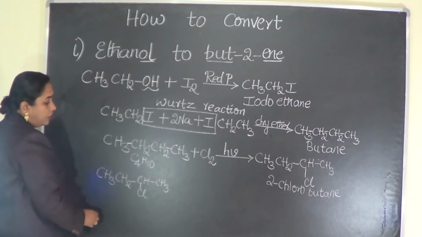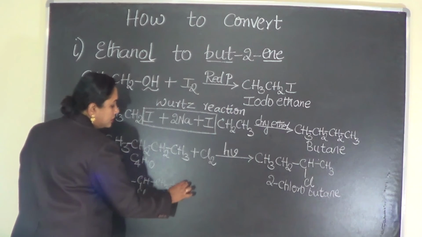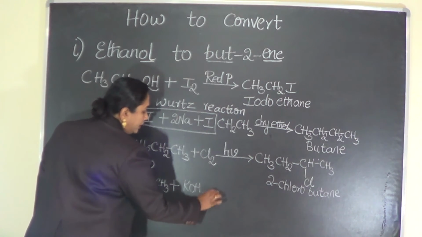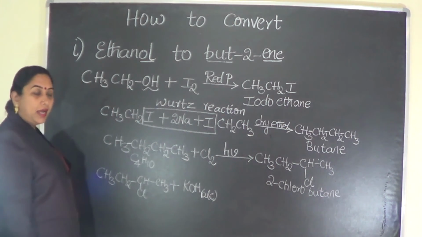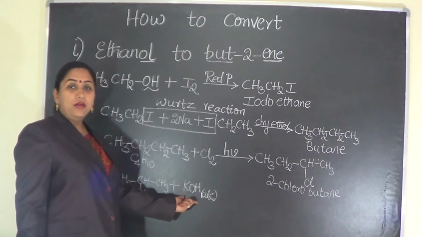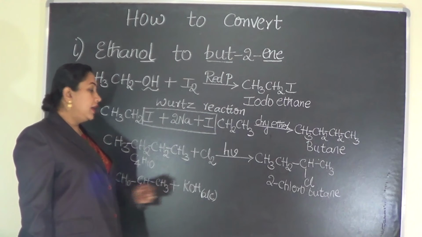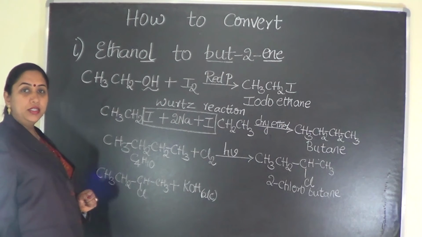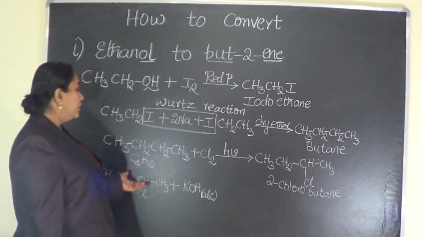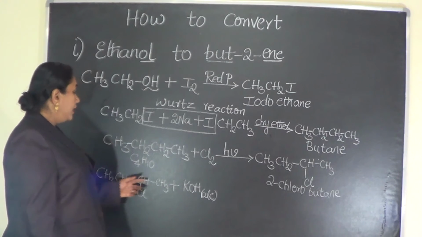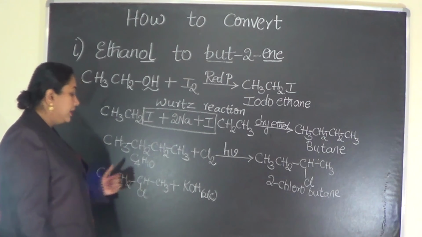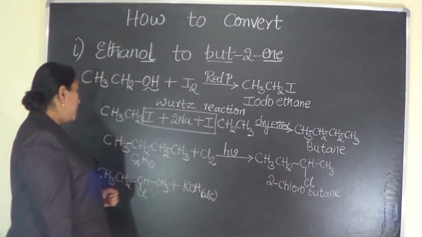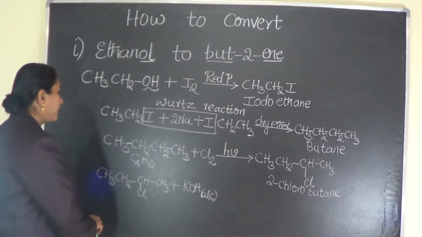So this 2-chlorobutane is further subjected to dehydrohalogenation by treating it with alcoholic potash. Please remember, alcoholic potash is a dehydrohalogenating agent. What is this dehydrohalogenation? It is the process of removal of a hydrogen halide from an alkyl halide by treating the mixture with alcoholic potash. So let us see what happens.